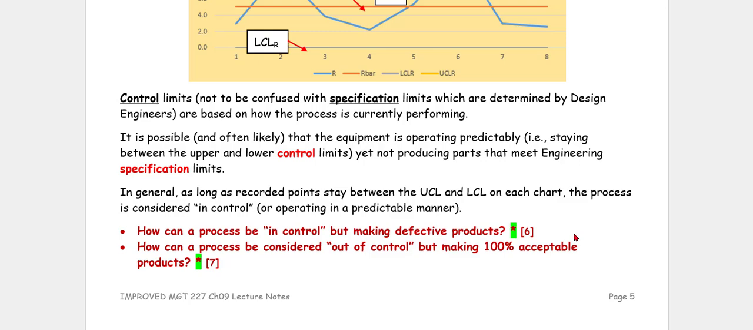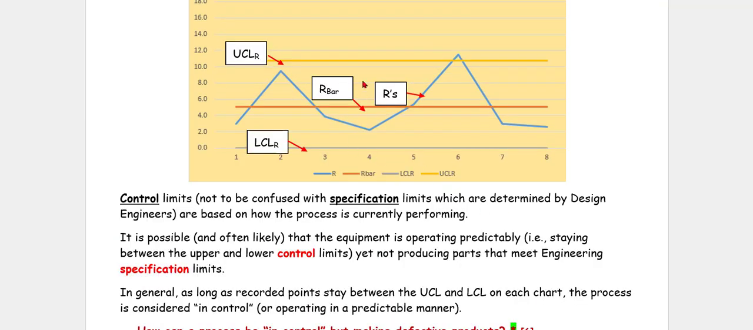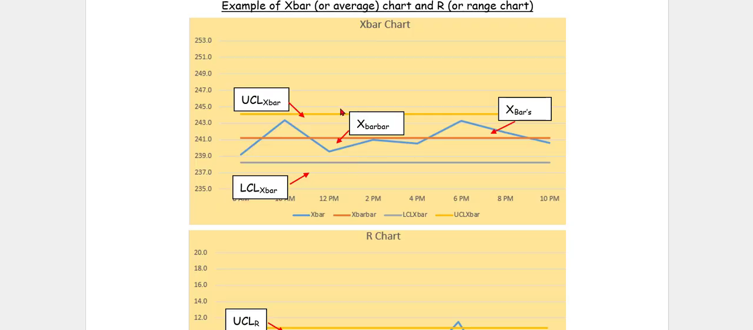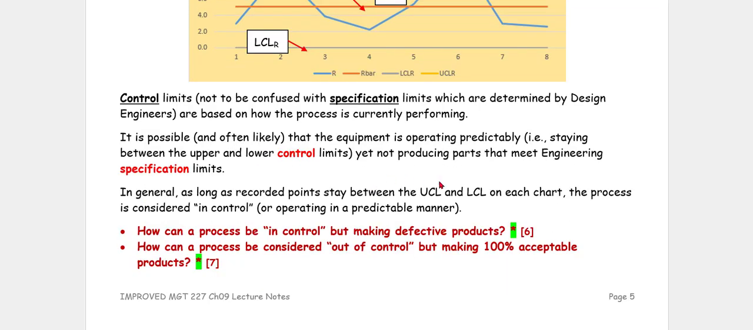In general, as long as recorded points stay between the upper and lower control limits on each chart, between this limit and this limit, as well as between this limit and this limit, the process is considered in control or operating in a predictable manner, but we always use the term in control or out of control. So how can a process be in control but still making defective products? That simply is a situation where the machine is operating in a predictable manner, is just not operating well enough to meet the design engineering specifications.